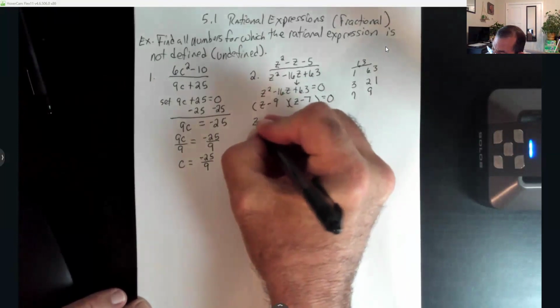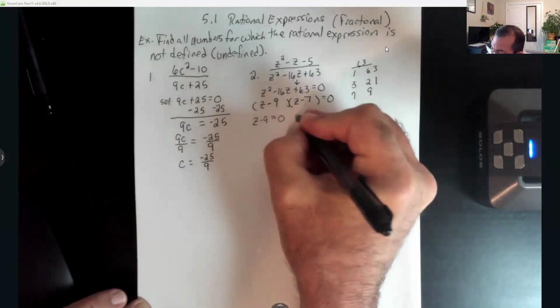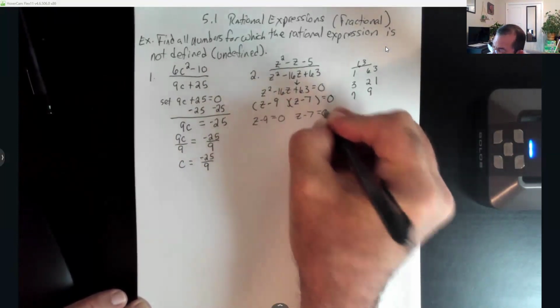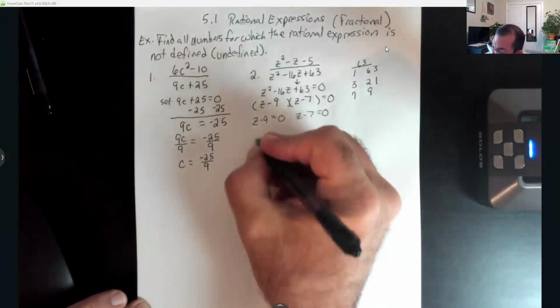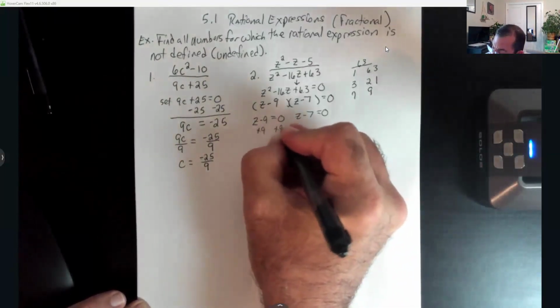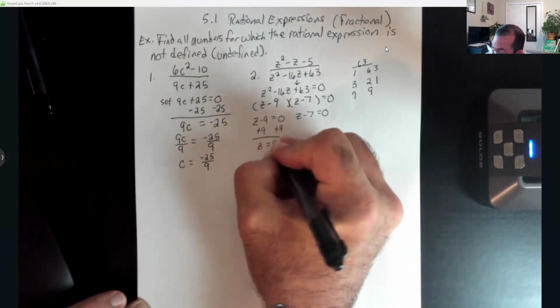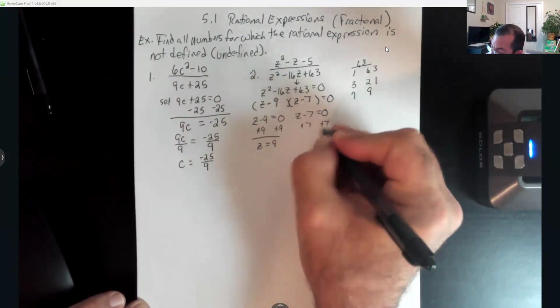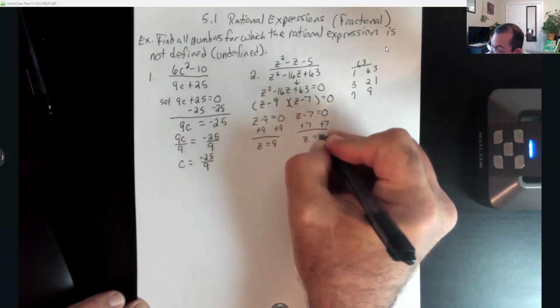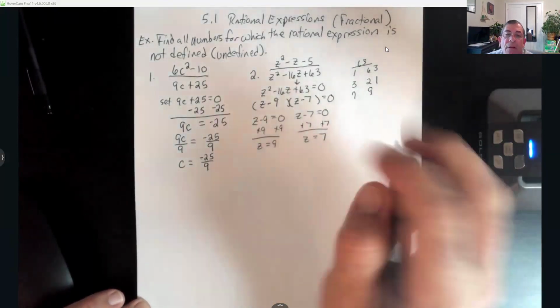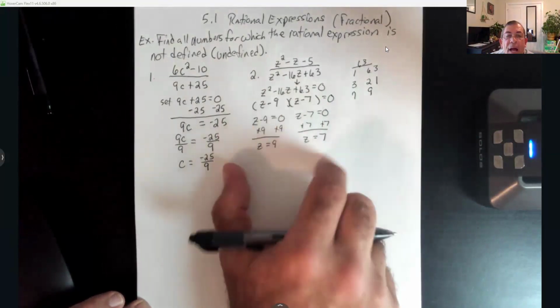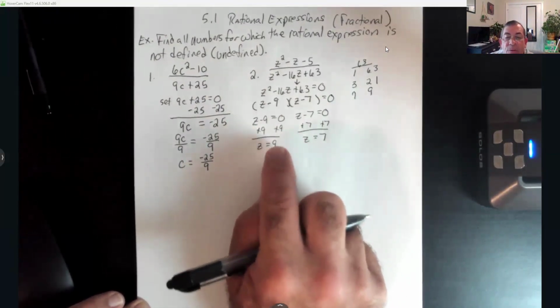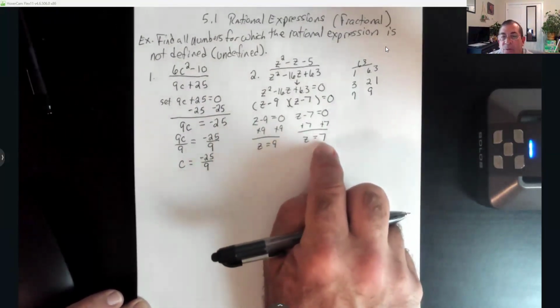All right, now to finish this out, set both of those equal to 0 and solve for z. So y'all, the first one, I'll add 9. I get z equals 9. Second one, I'll add 7, and I'll get z equals 7. So the rational expression would not be defined for z equals 9 and z equals 7.